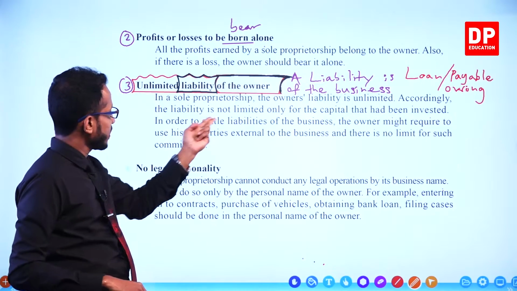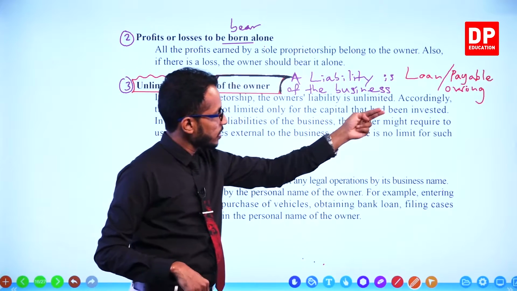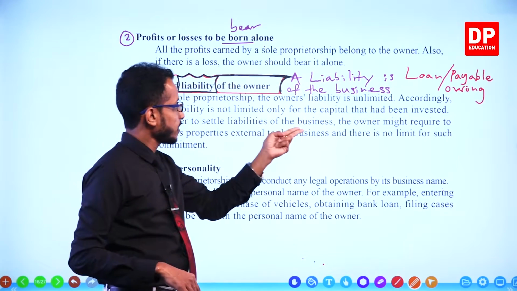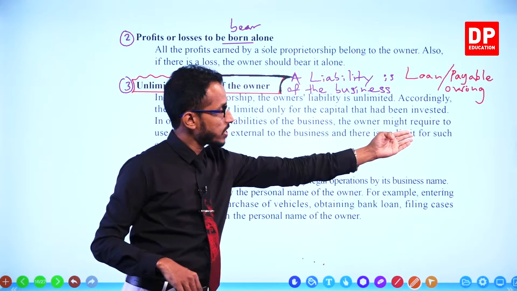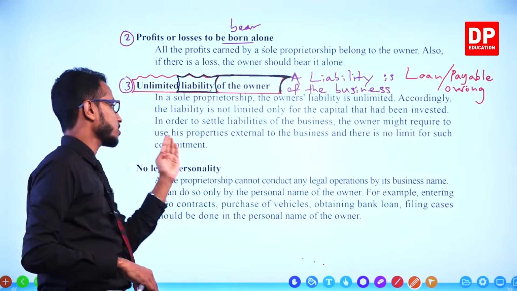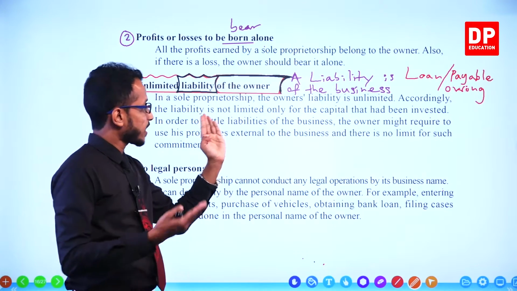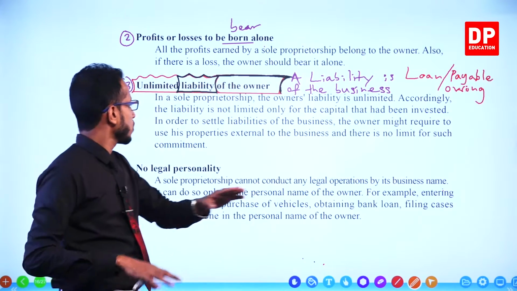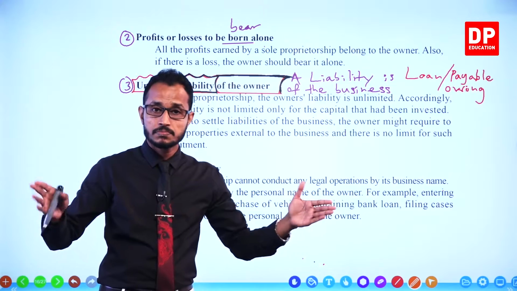Accordingly, the liability is not limited only to the capital that had been invested. In order to settle liabilities of the business, the owner might be required to use his properties external to the business, and there is no limit for such commitment.